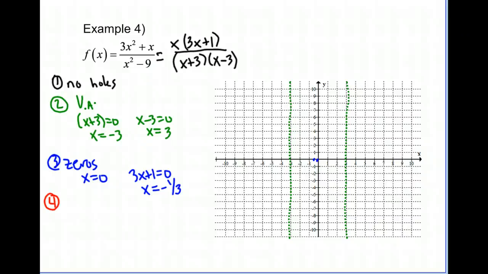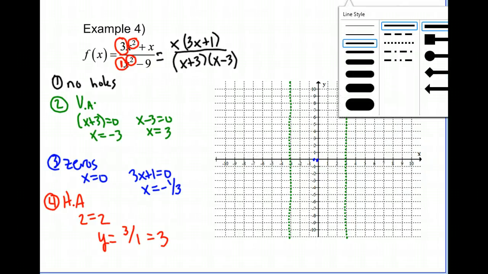And then, all right, so finally, we're looking at our horizontal asymptotes, which is, we want to look at the degree here. The degree of the top and the degree of the bottom, they're equal to each other, which means our horizontal asymptote is the line y equals the leading coefficient of the numerator over the leading coefficient of the denominator, which the denominator is 1. So we've got 3 over 1, which is the line y equals 3. So here.